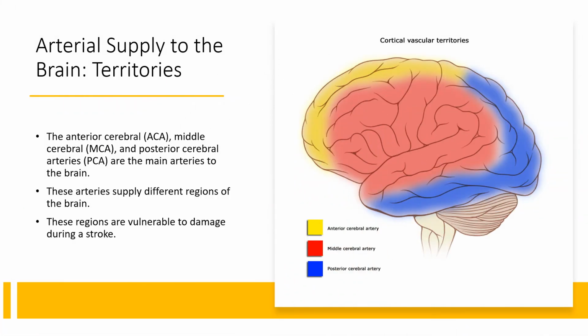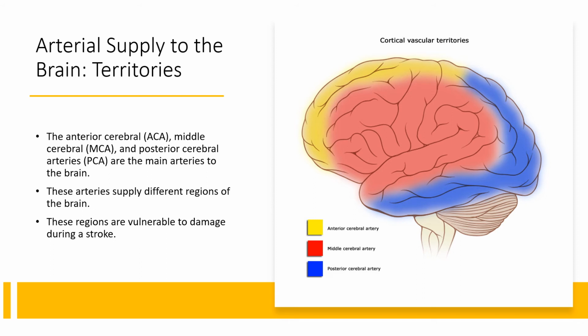In short, here are three major arteries to the brain: the anterior cerebral artery, middle cerebral artery, and posterior cerebral artery. These arteries supply different regions of the brain, and these regions are vulnerable to damage during a stroke. A stroke is basically anything that cuts off blood supply to the brain. It can either be an ischemic stroke, where a blood clot blocks blood flow, or a hemorrhagic stroke, where you have bleeding, which causes decreased blood flow to the brain.